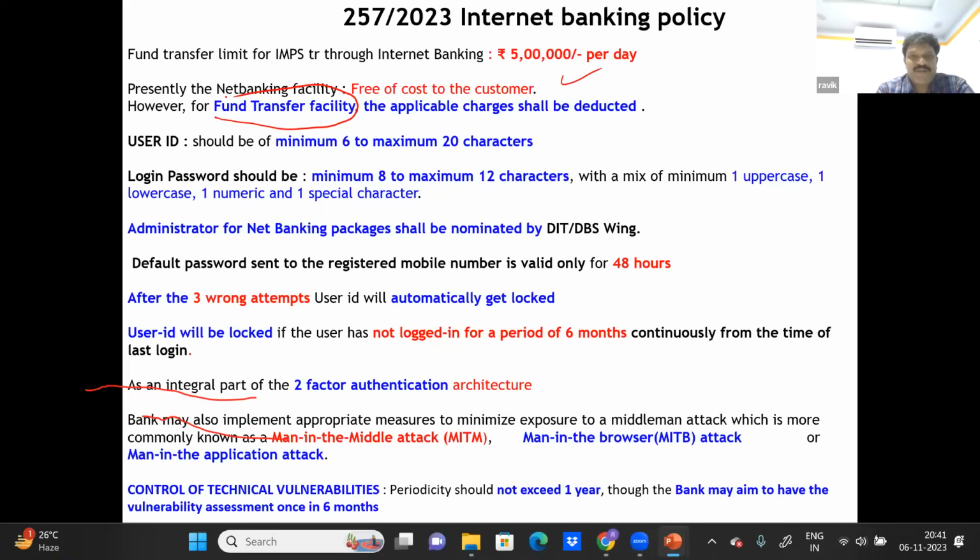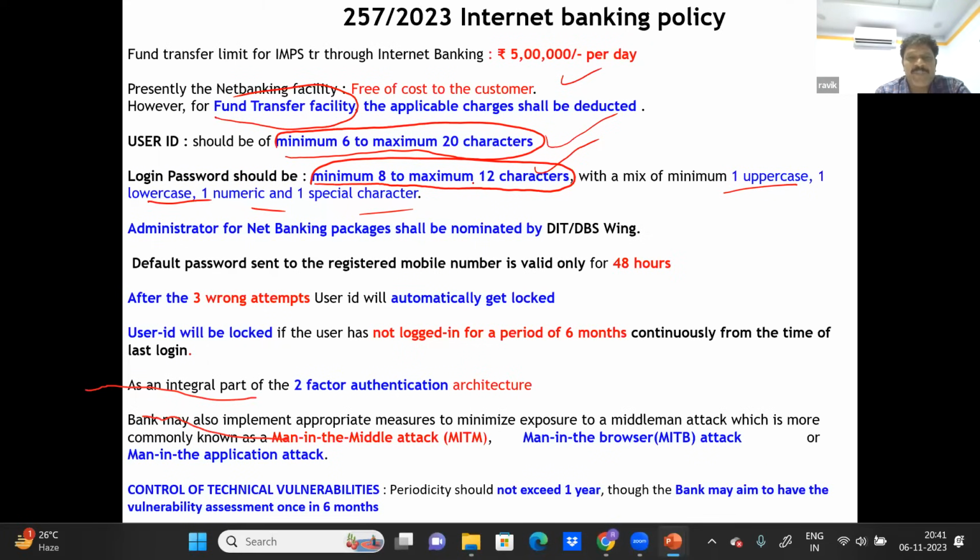Now, user ID. User ID in net banking should be minimum 6 to maximum 20 characters. We have to remember these things, sir. Examiner sometimes asks password length, he has asked once. Password should be minimum 8 and maximum 12 characters. Remember, login is 6 to 20, password is 8 to 12. And you have to use uppercase, lowercase, numeric, special character.